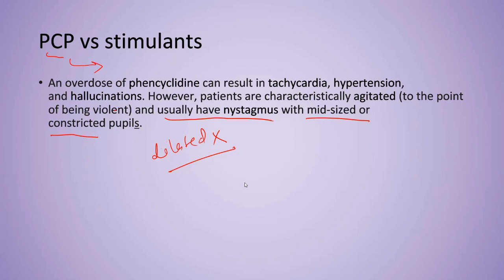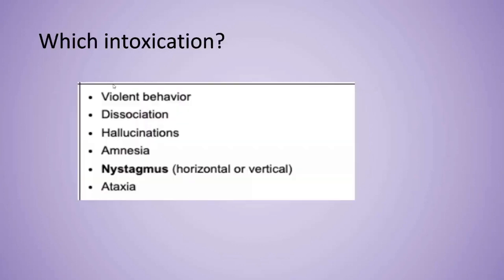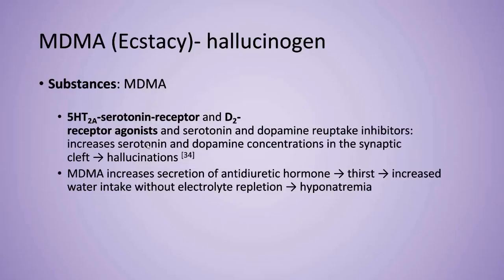Okay, so this is a distinguishing feature of PCP versus the stimulants, and PCP is just a hallucinogen. So which intoxication is this? This is just PCP. So remember, nystagmus, very important, horizontal or vertical, violent dissociation, hallucinations, amnesia, ataxia. But nystagmus is a very distinguishing one. Remember, it can also cause high blood pressure and tachycardia. Okay.